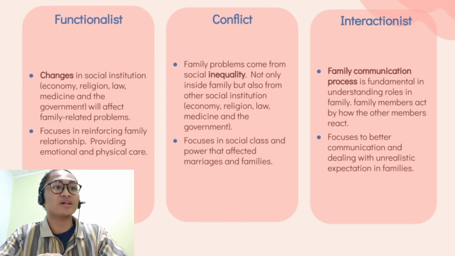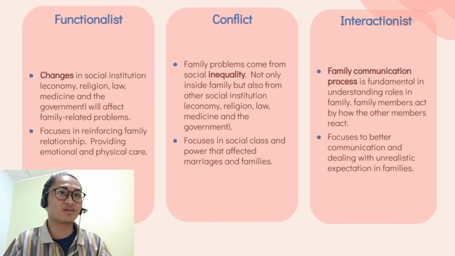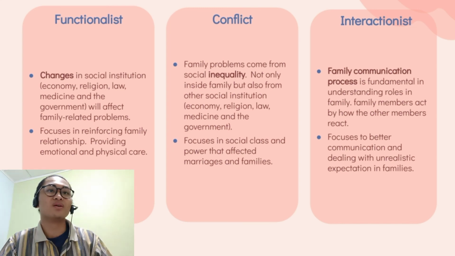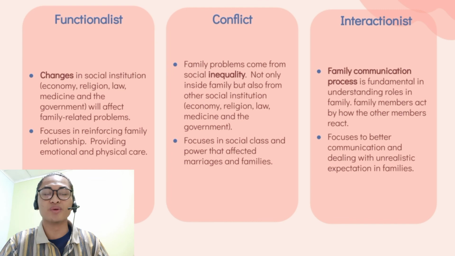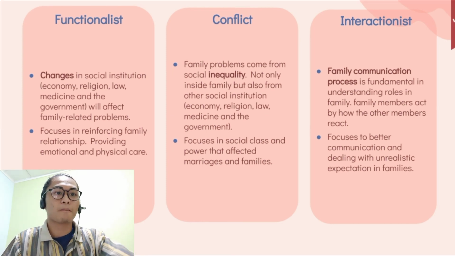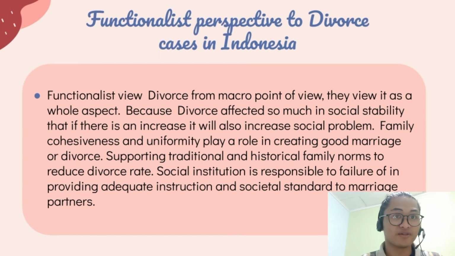Their solution is that family problems can be reduced through better communication between family members, dealing with unrealistic expectations about marriage and family life. Sometimes partners come up with unrealistic expectations of the other partner. Why didn't he do that? Why didn't she think I'm doing enough? Sometimes it comes with questions like, do I do enough for the girls? Do I do enough for my family? So they deal with communication to improve family ties. And this is our perspective on the cases of divorce.